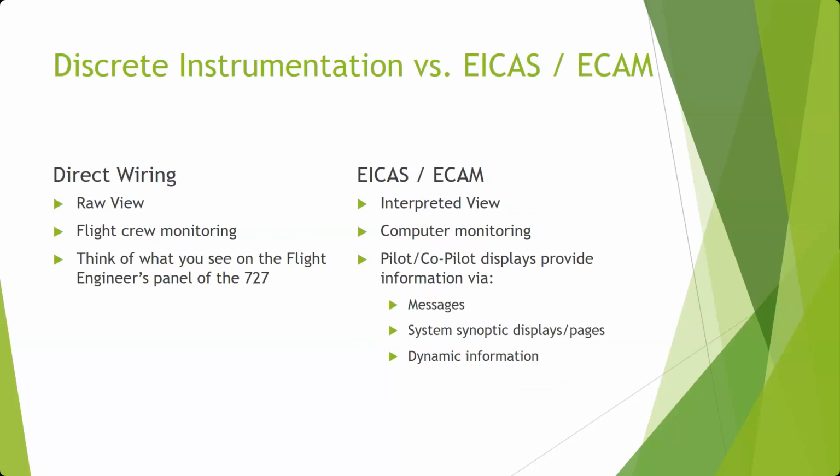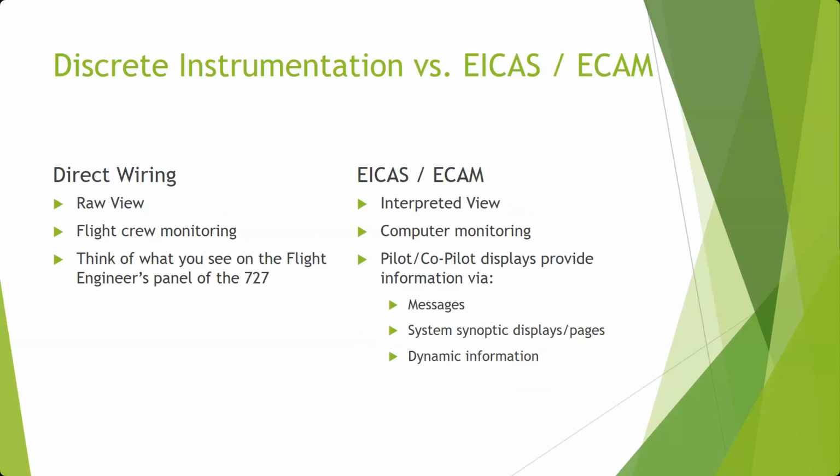So if you look at instrumentation versus ICAS, ECAM, most of your discrete instruments were more of a direct wiring where you had a raw view of the data, right? So the flight crew had to monitor it, that flight engineer, whoever. So think about the flight engineer panel. With ICAS and ECAM, it's pulling information off of buses. Again, there is still some stuff that's discretely wired, but a lot less of it. But in this case, now you get often an interpreted view.